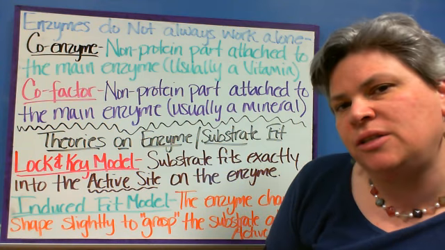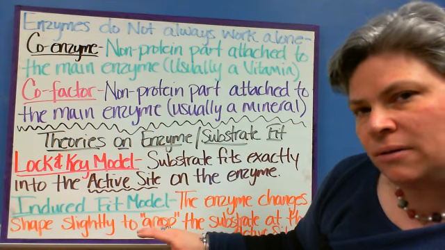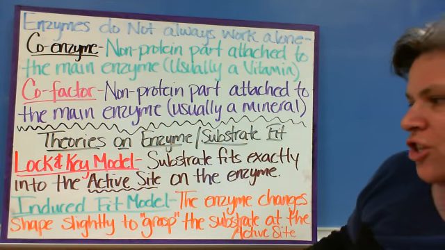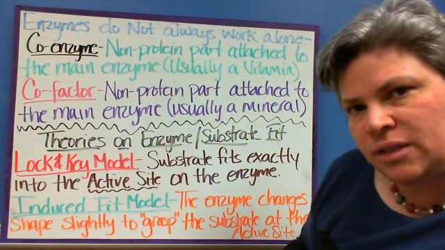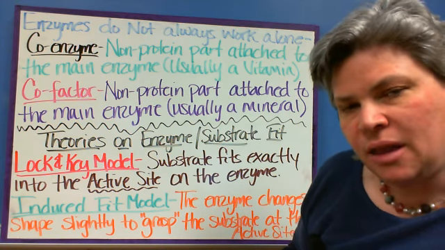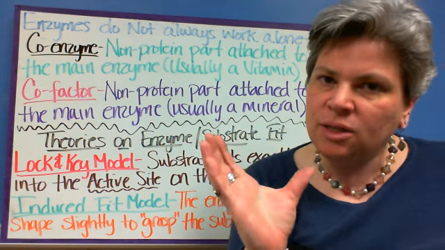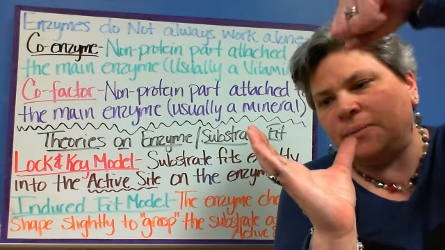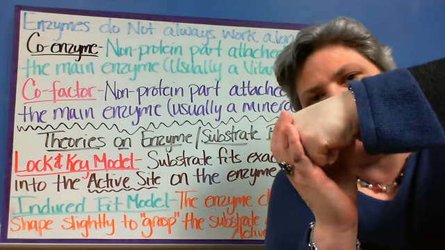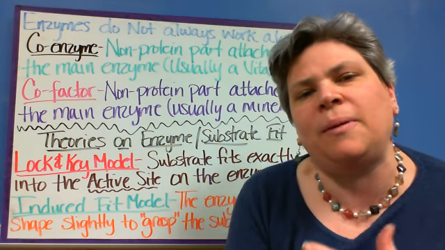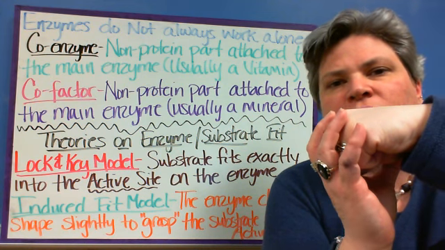The other option is just a little bit different. That one's called the induced fit model. So the enzyme changes shape just a little tiny bit to grasp a hold of the substrate at the active site. And if you look in your note packet, it shows you a picture of that. So the enzyme's kind of open, and as the substrate comes, the enzyme just kind of grabs just a little bit. It doesn't change shape. Remember, we can't change shape. They're highly specific.